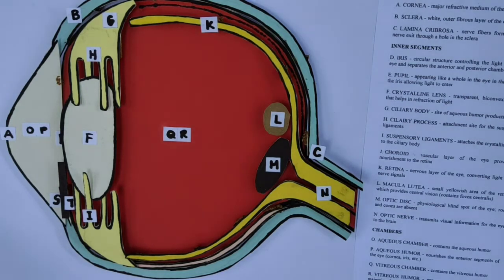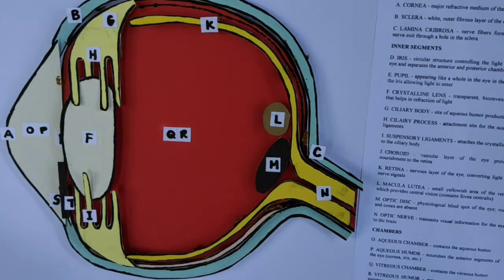So we'll start with the first medium of the eye. Number one, it is the cornea. The cornea is the most anterior refractive media of the eye. As we all know, the cornea is avascular and transparent, so it allows light to pass through it.